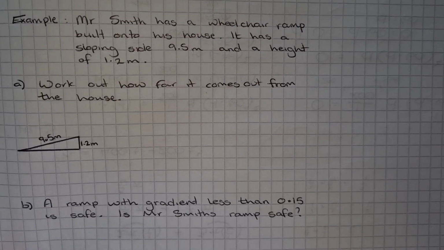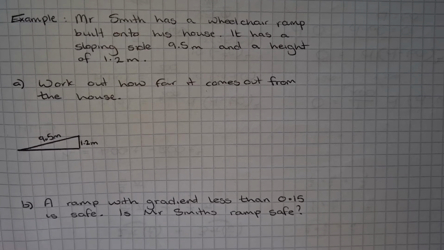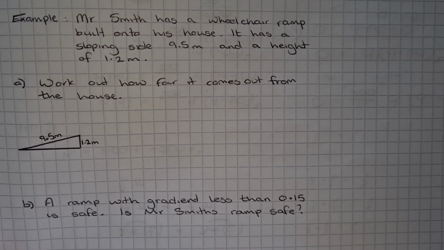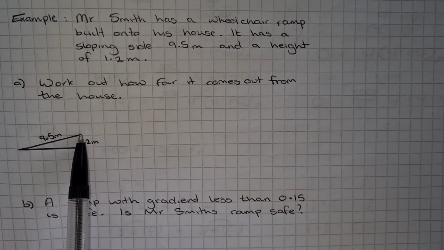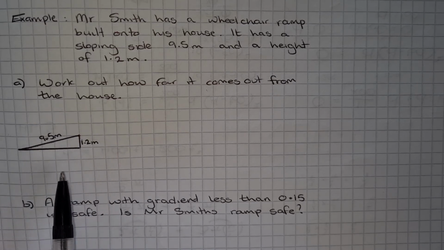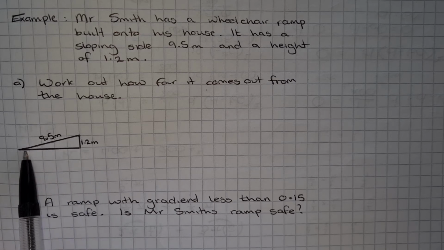So we've got Mr. Smith has a wheelchair ramp built onto his house. It has a sloping side of 9.5 metres and a height of 1.2 metres, and we've been asked to work out how far out it comes from the house. So imagine that the house is here. We are trying to work out the horizontal distance.